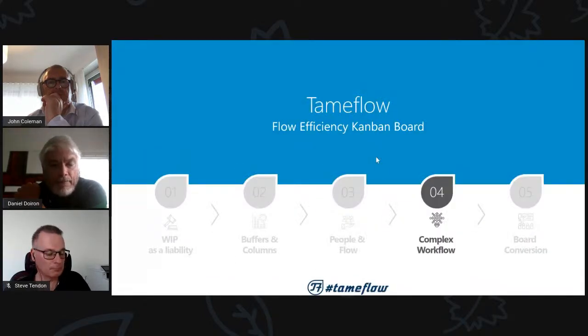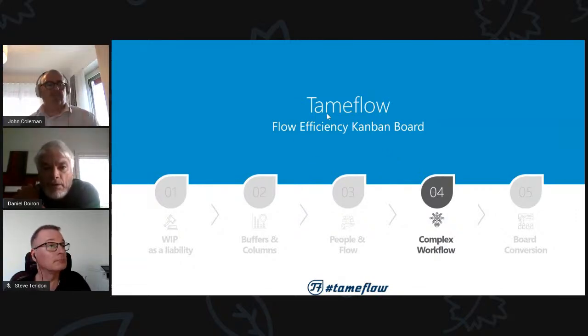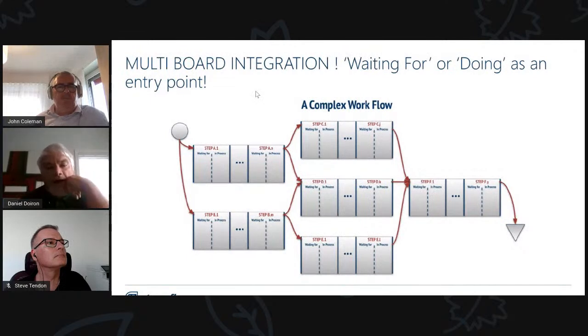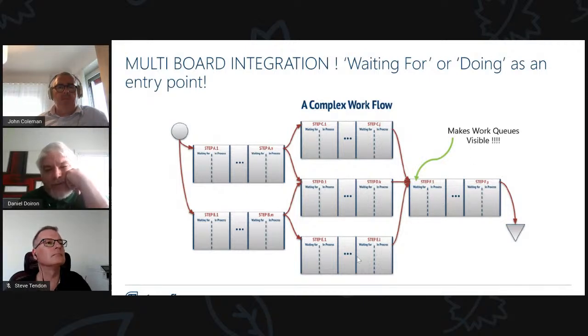Now, complex workflows. Let's say I have a multi Kanban board with a complex workflow. All the boards are integrated. When I get to the last board, which every other board is connected to, in a TameFlow Flow Efficiency Kanban board, I get into the waiting room, waiting for. So, hey, come in, man, there's no problem. I don't have to know where people are coming from. They just get into my waiting for state.